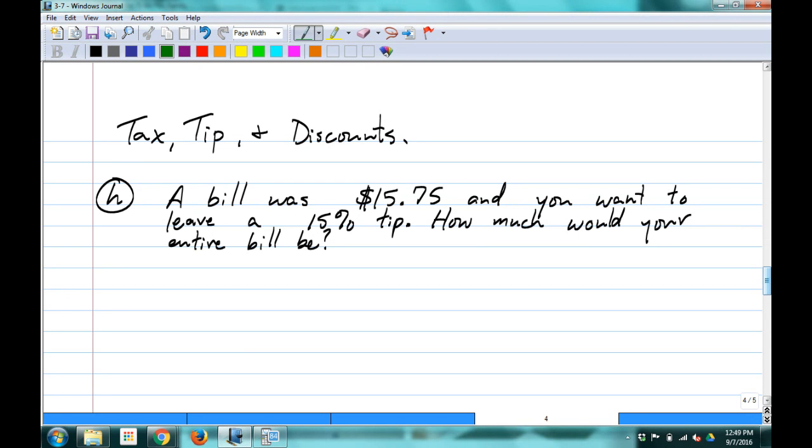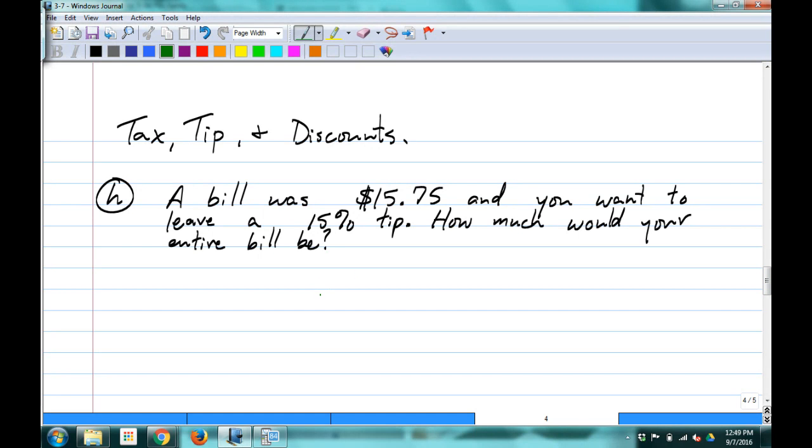It's customary to leave at least a 10% tip, and that's for minimal service. Really, really great service, 20%. Decent service, 15%. So that's etiquette type things that folks don't teach you. So our bill is $15.75. We want to leave a 15% tip. So when we set up our proportion, we need to know what 15% of that ticket was.